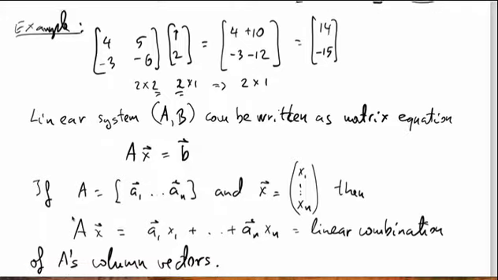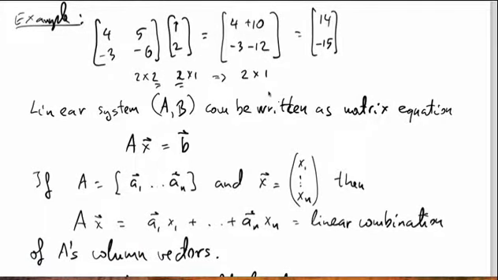Another thing we can notice from this multiplication operation is that if we write A as a matrix built from the column vectors of the A matrix, denoted by A1, A2, up to AN, and then we have this X vector, the column vector, then when you multiply together A and X, what you get is the A1 column vector times x1 plus and so on up to the ANth column vector times xn, which means that this is a linear combination of the columns in the matrix A.